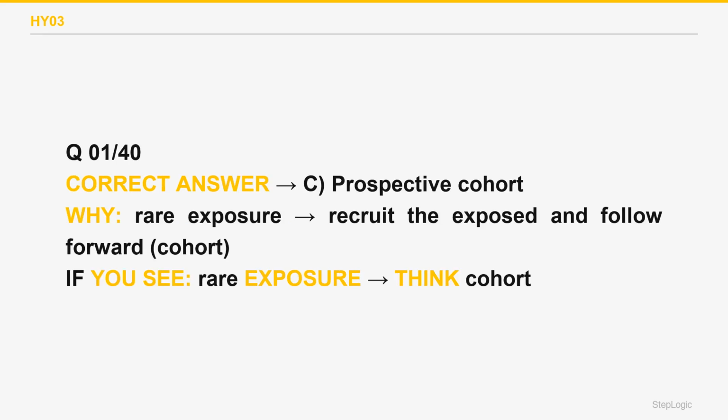The correct answer is C. A case-control study is the efficient choice for a rare disease, not a rare exposure. Starting from disease status would give you very few exposed people to analyze. Choice A wrong. A cross-sectional study only takes a one-time snapshot, so it cannot follow the exposed group forward to measure incidence. Choice B wrong. A rare exposure calls for a cohort.